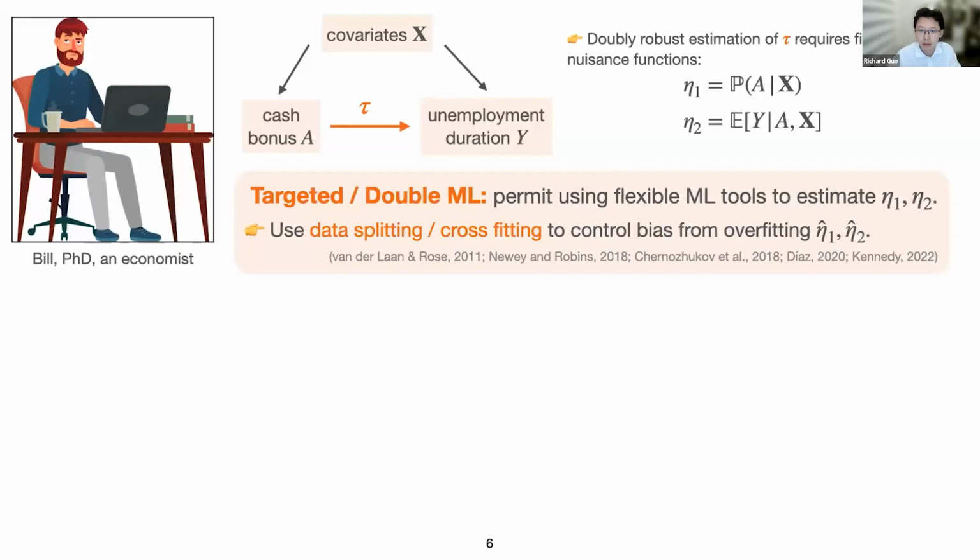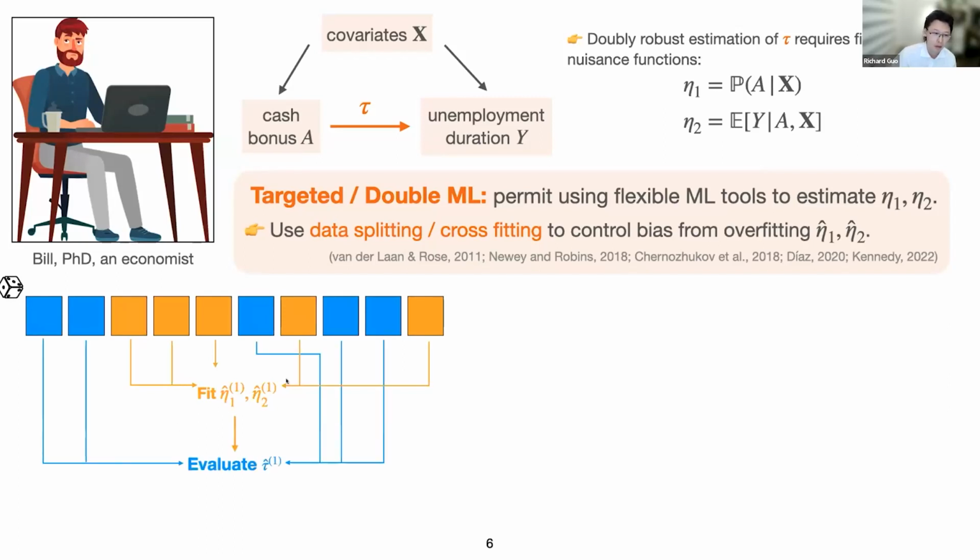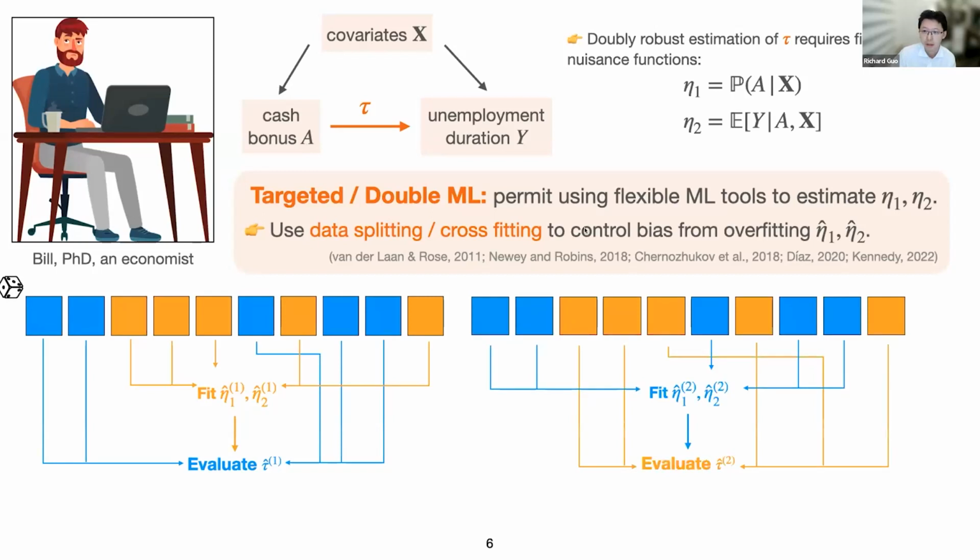The double machine learning approach allows you to use flexible or black-box methods to estimate these two nuisance parameters, and then typically employs data splitting or cross-fitting to control the overfitting bias of those nuisance functions. This is how it works. You divide the data randomly into two parts, and on one part, I estimate the nuisance. On the other part, I use the estimated nuisance to evaluate my estimator. To cross-fit, I simply swap the roles of the two samples and do that again. I get another estimator. I take the arithmetic mean of the two estimators, which defines a double machine learning estimator.